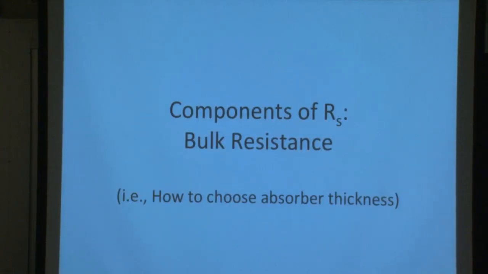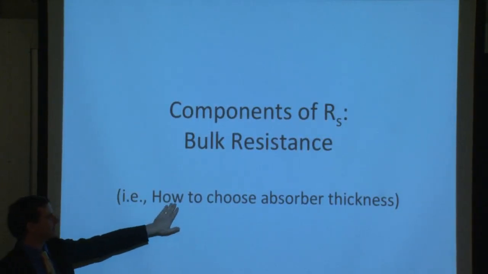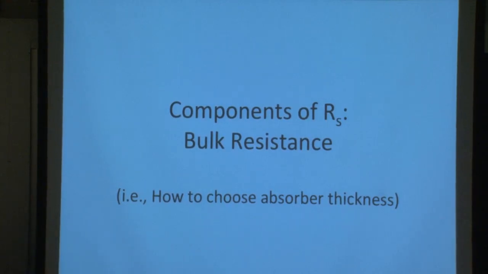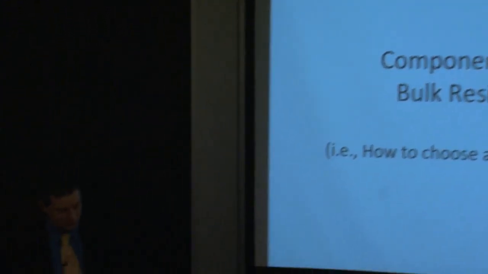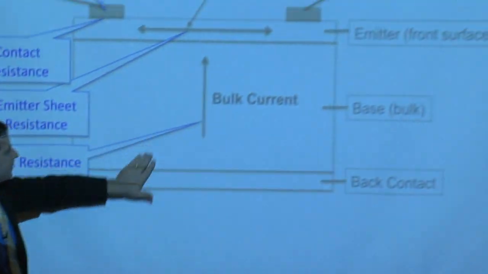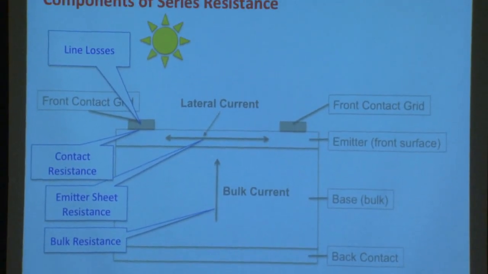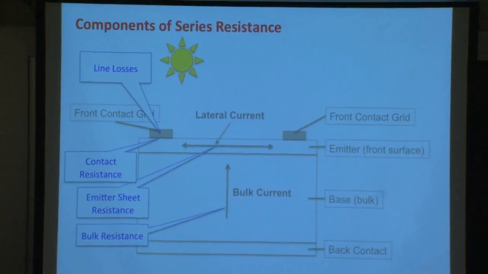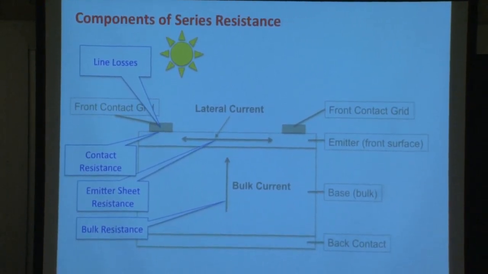So bulk resistance. This is another way to state how to choose an absorber thickness. So we've talked about choosing absorber thicknesses. In other words, we've talked about choosing the thickness of our solar cell device based on how much light we want to capture, based on the optical absorption coefficient. Well, guess what? This is a co-optimization problem.